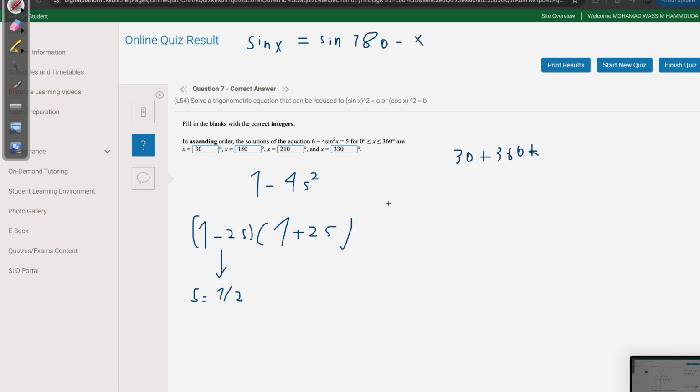And then we're going to do the same thing for here. We're going to get sine x is equal to negative half. You're also going to get two solutions. You're going to get 330 and 210. But wait, I just forgot to add 150. 150 plus 360k.